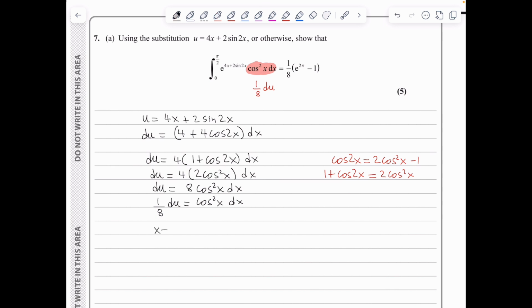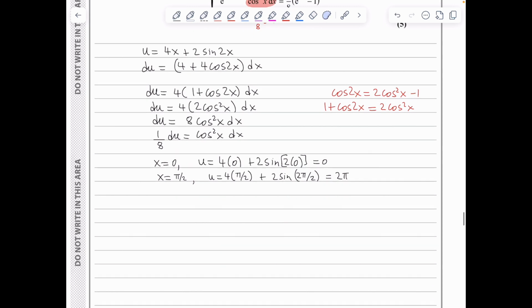So when x is 0, we get that u is 4 times 0 plus 2 sine 2 times 0, which gives an answer of 0. And when x is pi over 2, u is 4 times pi over 2 plus 2 sine 2 pi over 2. This gives an answer of 2 pi, so these are the new limits of our integration.